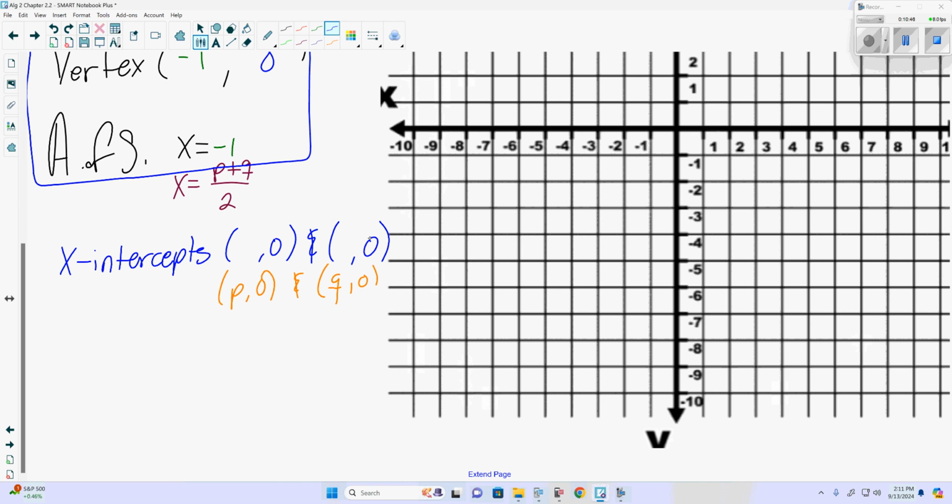Well, what's the value of p? -3. And then we have 1. So it's the points -3, 0, and 1, 0. Questions on this here? We feel good with this here.